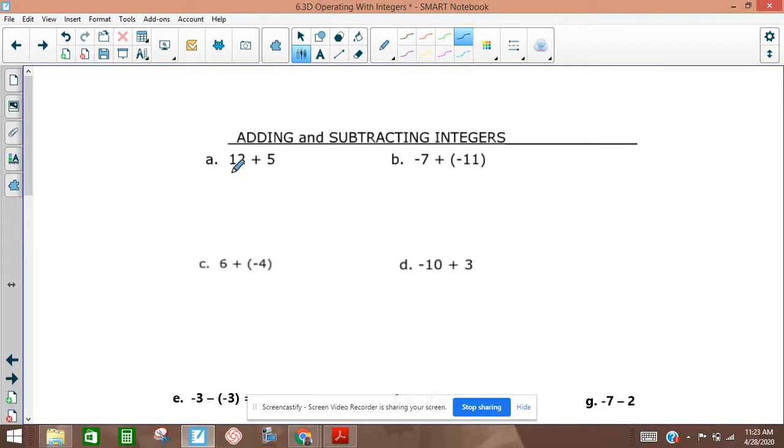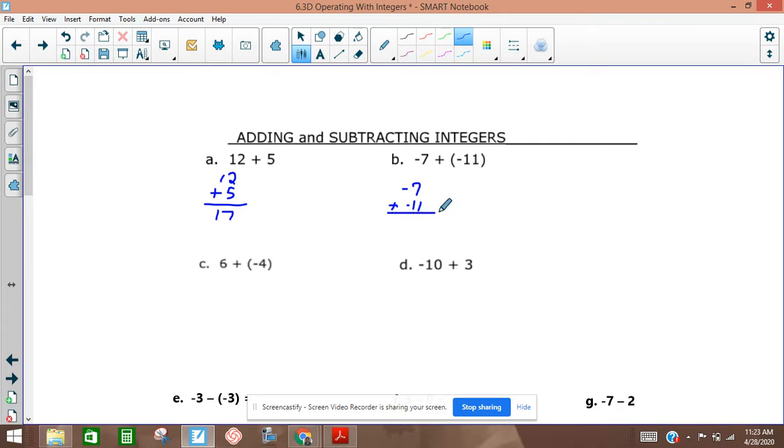So we have 12 plus 5. This one is a regular addition. It's 12 plus 5. That will be just 17. Now, here we're going to start with integers. So -7 plus -11.